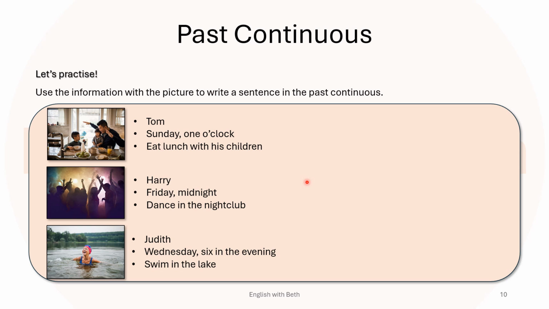Good job. Now let's look at my sentences and you can compare them with yours. So my first sentence, Tom was eating lunch with his children at 1 o'clock on Sunday. Your sentence might read, at 1 o'clock on Sunday, Tom was eating lunch with his children. That is also correct. As long as your verb is in the correct form, Tom was eating, then well done.